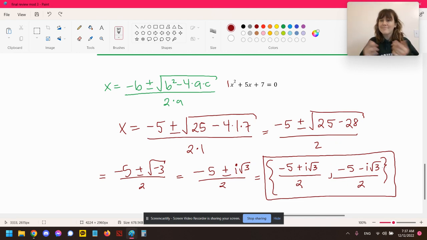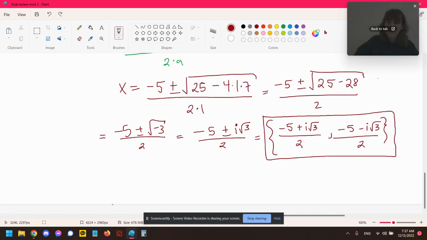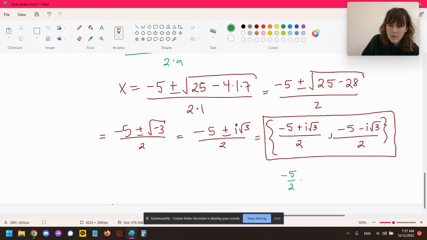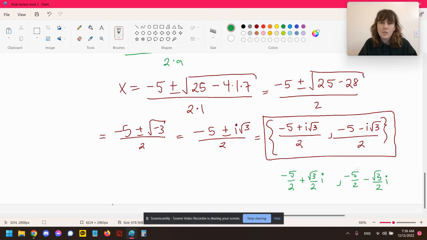Can we simplify anymore? Not really. You know, if you really wanted to, you're allowed to say that this is negative 5 halves plus square root of 3 over 2i versus negative 5 halves minus square root of 3 over 2i. But these are just style preferences rather than actually simplifying things. So I'm happy with the fraction version.